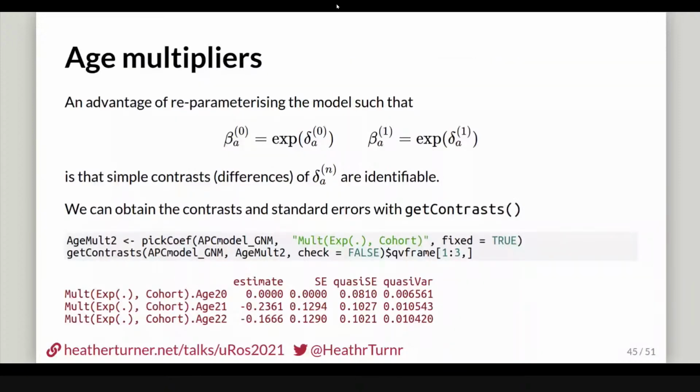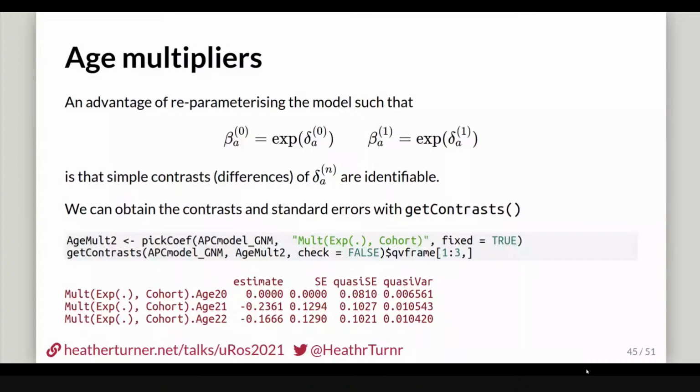So an advantage of reparameterizing those age multipliers as the exponential of another parameter delta is that then the simple contrasts, in other words, the differences between the deltas, are identifiable. So we can set one to 0 and look at differences with that reference category, as we have done with other parameters. And gnm provides a function getContrasts to help estimate such contrasts. It can do a little bit more than simple contrasts, but that's all we need here.